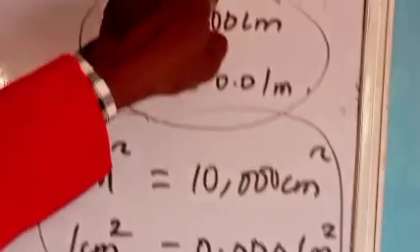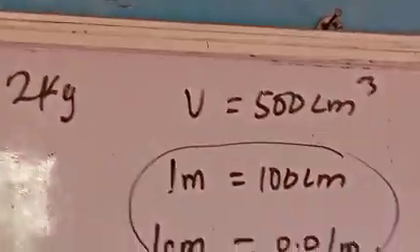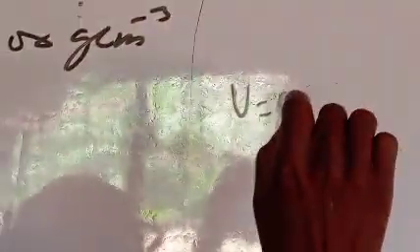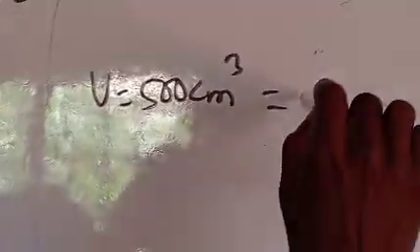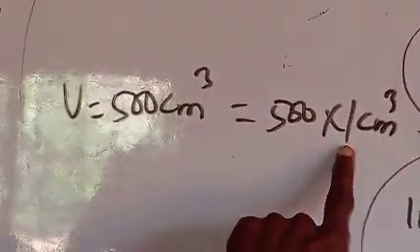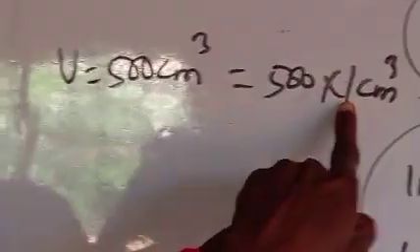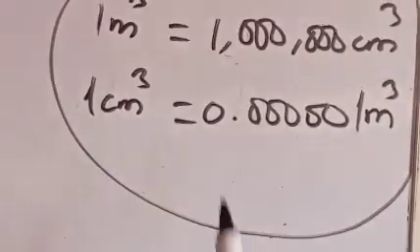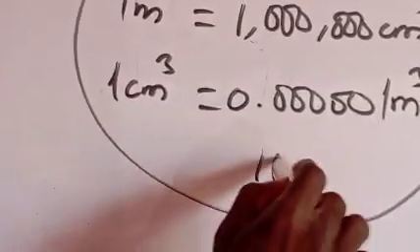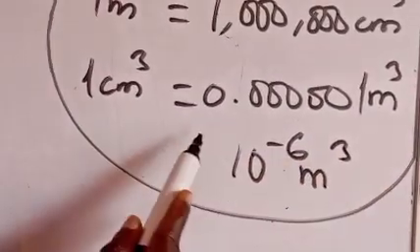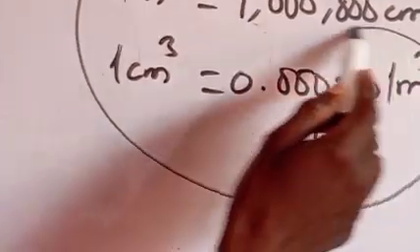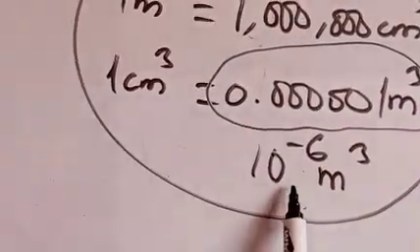So for us to convert this volume, when you come down now, this volume, which is 500 cm cube, becomes 500 times 1 cm cube. Look at it. This can be written as this, which means that 1 cm cube in this place is 10 raised to the power minus 6 meter cube. That's what it stands for. In standard form, it will become like this.